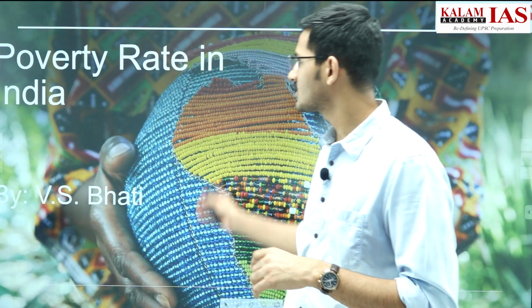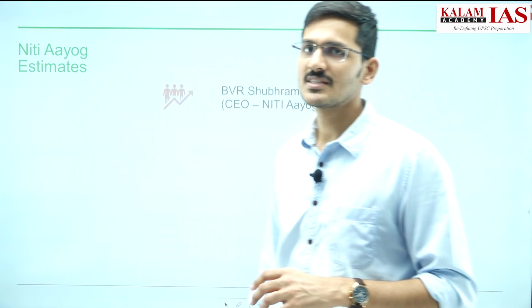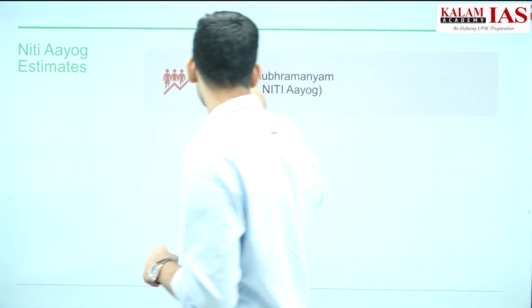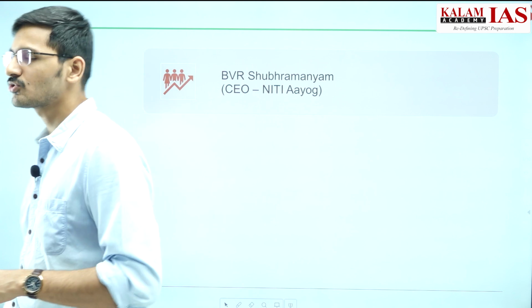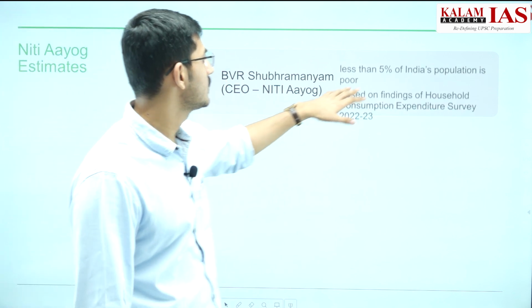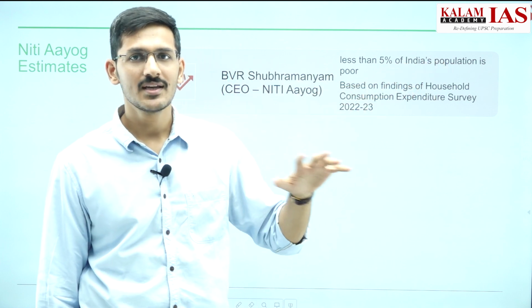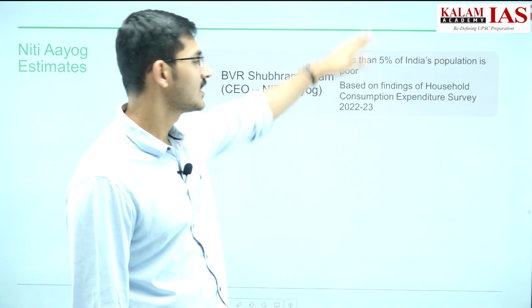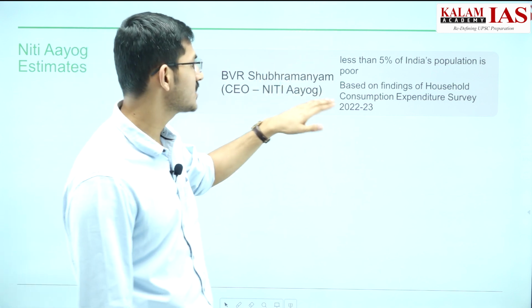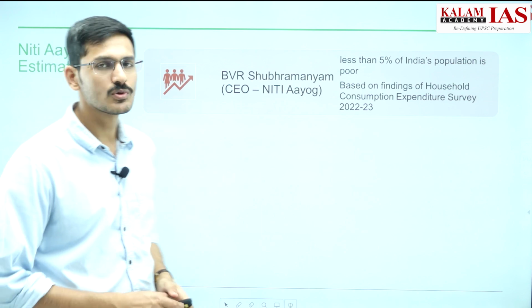So the topic of this week is poverty rate in India, and when we talk about poverty rate in India, there were recently comments made by the CEO of the Niti Aayog, BVR Subramaniam. BVR Subramaniam said in an interview that the poverty rate in India is probably less than 5%, and his comment was based on the findings of the household consumption expenditure survey conducted in 22-23.